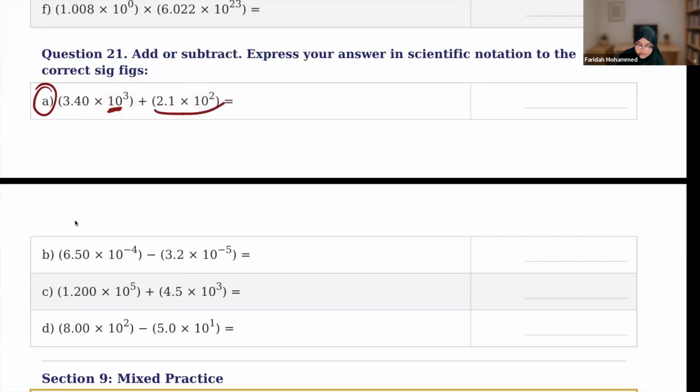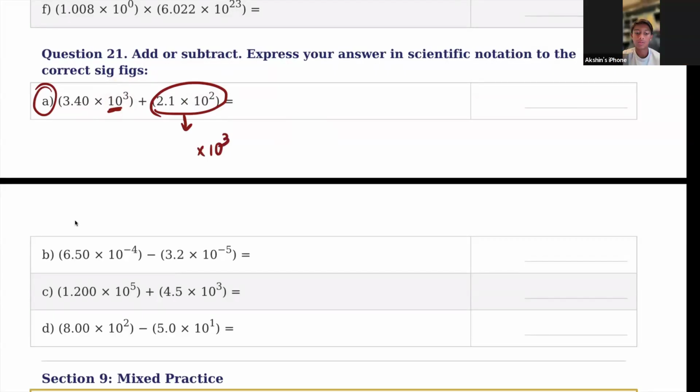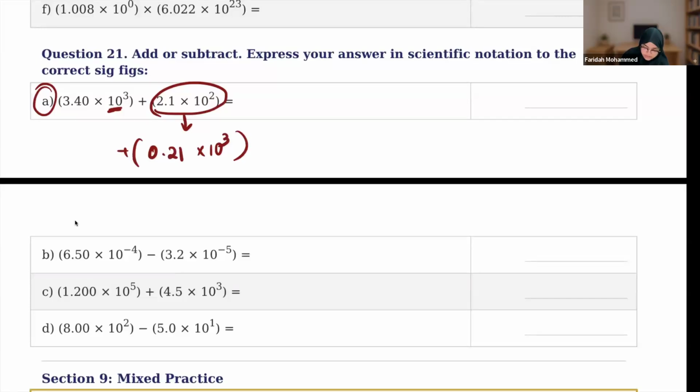Okay, so we're going to change this into 10 to the power of 3. Who can help me here? How do I get this 10 to the power of 3? What will happen to my first number? It will decrease. Good, good. It will be 0.21. Very good. Okay, good job. 10 to the power of 3.